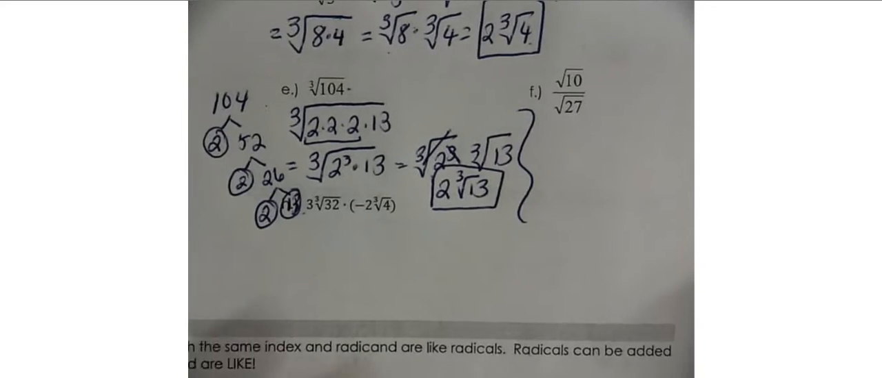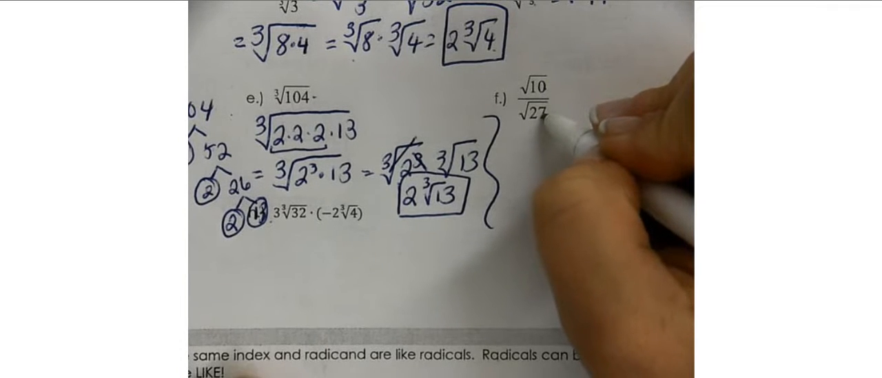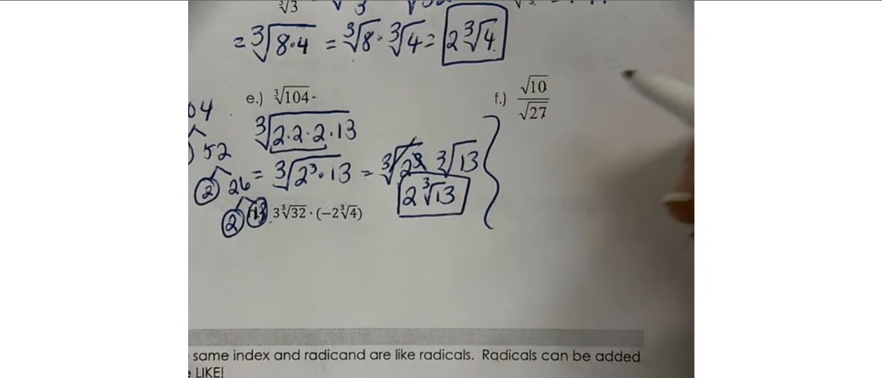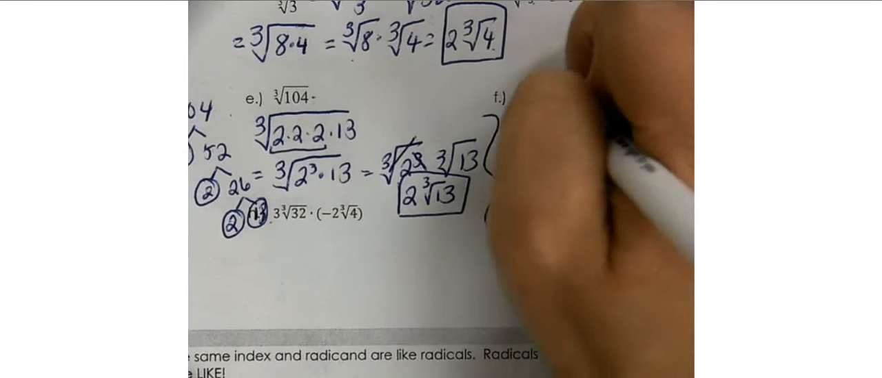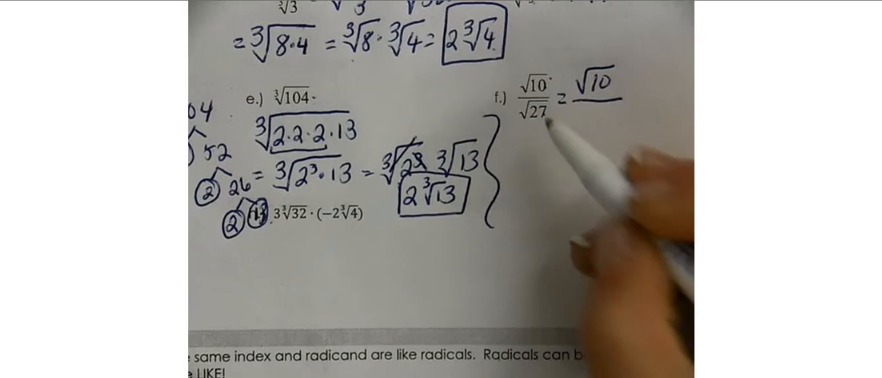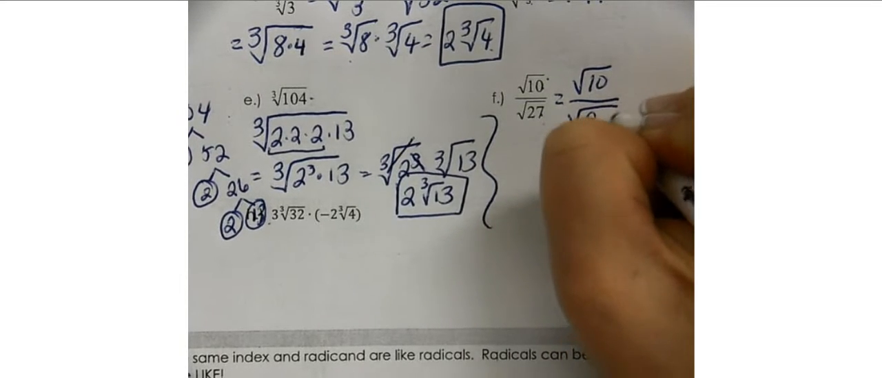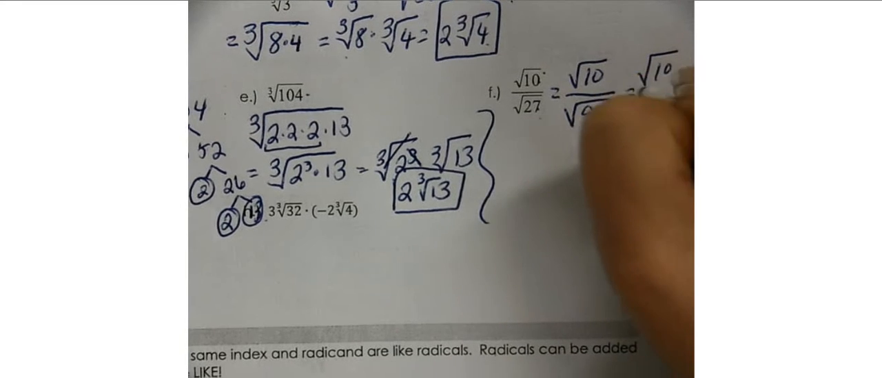Let's go ahead and look at letter F. For letter F, 10 and 27 have nothing in common, but it might be helpful for us to break it down as far as we can. The number 10 doesn't have any perfect square numbers, so I'm just going to rewrite that as the square root of 10. But I do know that 27 is equivalent to 9 times 3. So I know that the square root of 9 is 3, so I have the square root of 10 divided by 3 square roots of 3.